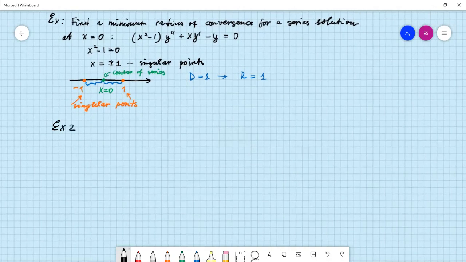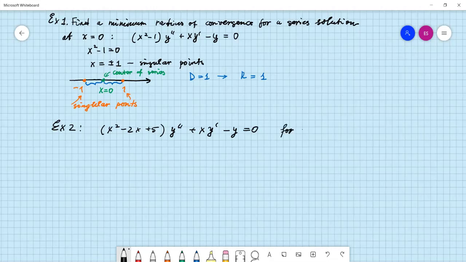Let's say 2, and let's call this example 1. Example 2 is going to have more complicated coefficients: x squared minus 2x plus 5, second derivative, plus x y prime minus y equals 0. Okay, we have more complicated coefficients over here, right? And we are trying to find the series at point x equals 0 and x equals 1.